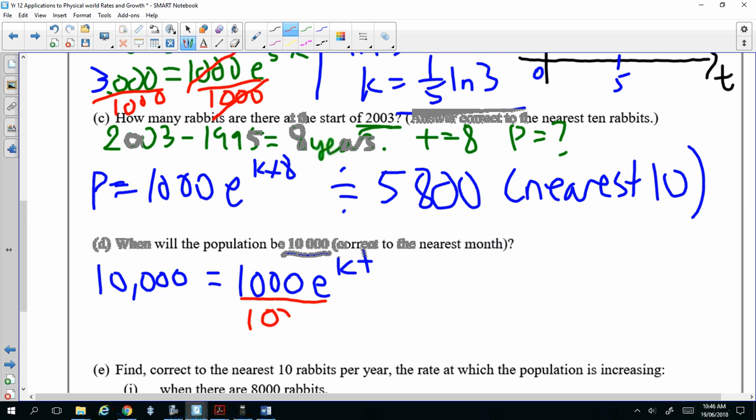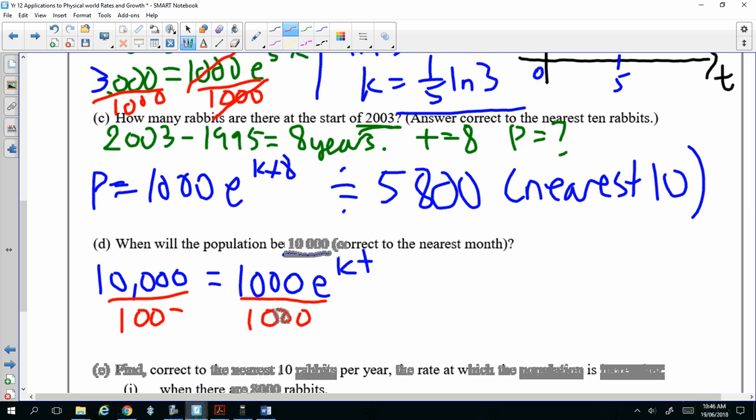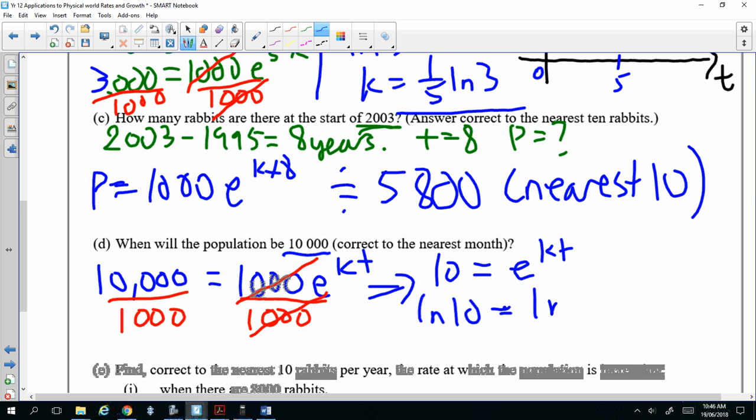So you end up getting 10 equal to e to the power of kt. And then you're going to ln both sides. ln 10 equal to ln e to the power of kt. Okay? And then you bring the kt down, which is kt ln e. What's ln e? ln e is 1. So we end up getting ln 10 equal to kt. T equal to ln 10 over k.